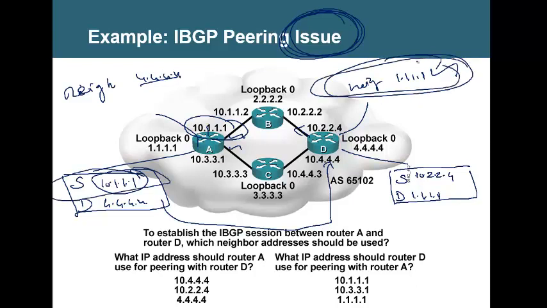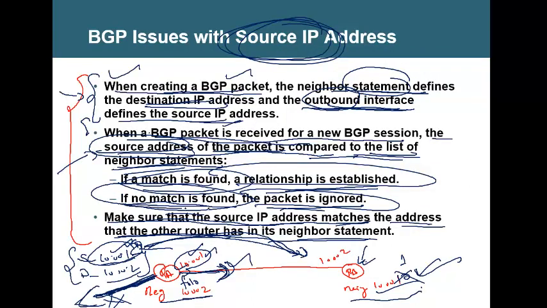Answer me, please. No. Not at all. The source address is not matching with the neighbor statement. If it is not matching, if no match is found, what will happen? The packet will be ignored. The packet will be ignored. The neighbor will not be established. You understood the problem?